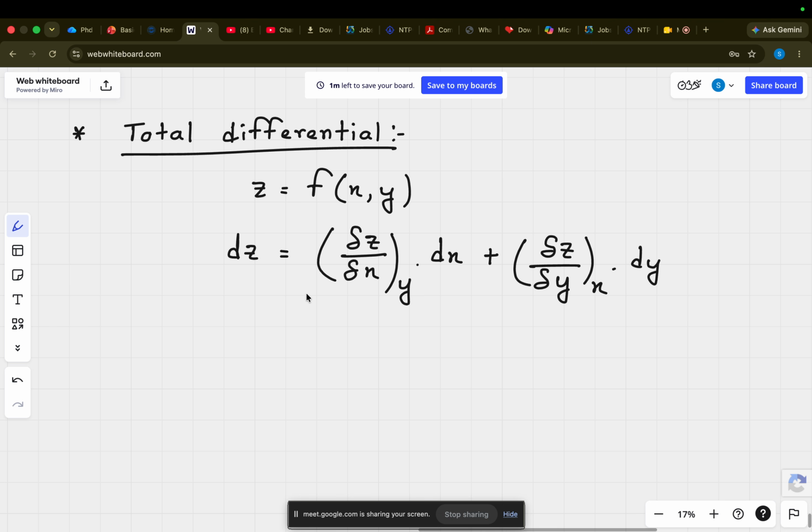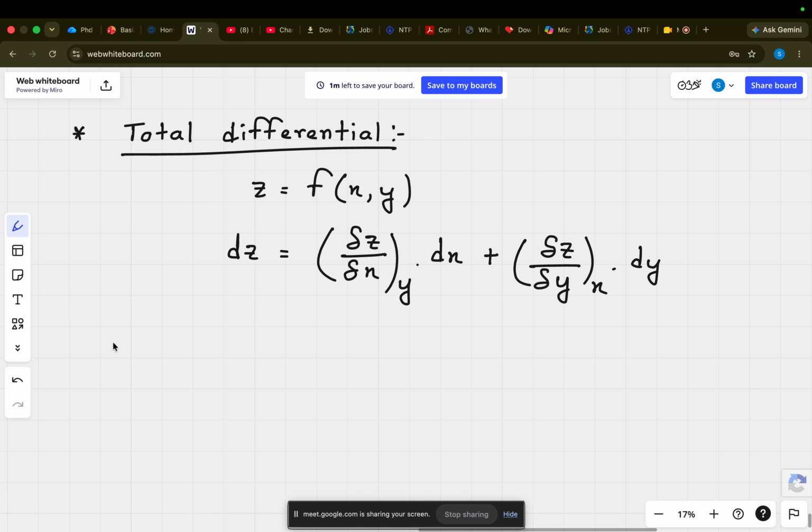So this is the thing. Total differentiation means you have to represent like this: dz is equal to del z by del x at constant y into dx, plus del z by del y at constant x into dy. Now see, this dx will cancel out, dy will cancel out. So you have to remember like that.